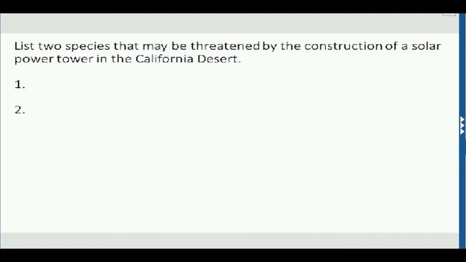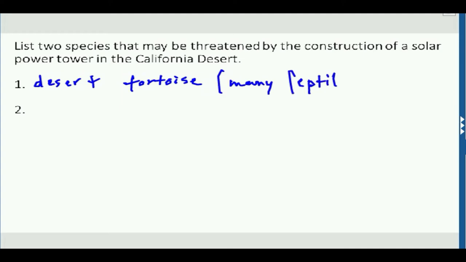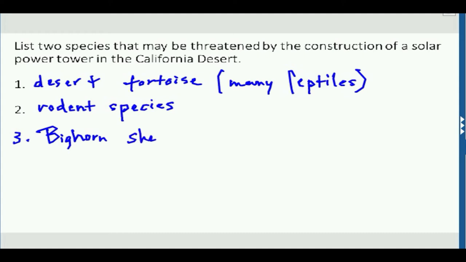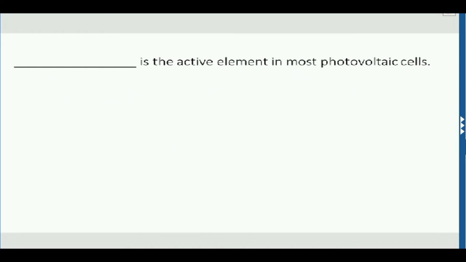Species that may be threatened by the construction of a solar power tower in the California desert. You can pick a bunch. I'll list a couple: desert tortoise. There's probably many reptiles. There's probably some rodent species. And then the key for this AP exam worksheet actually talks about a bighorn sheep, but the AP exam usually doesn't want things that specific.